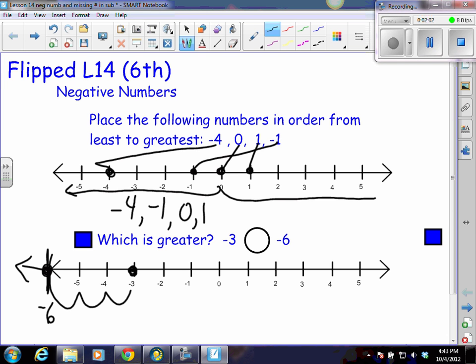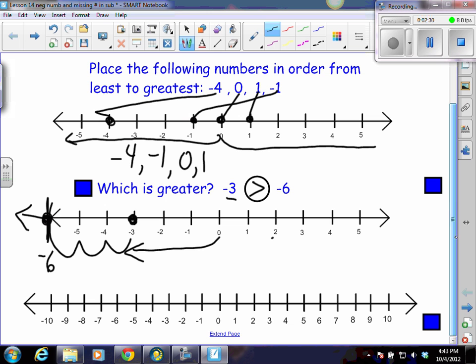And by comparing them, we can see that even though we have a 3 right here, which part of our brain is telling us, well, that's smaller than 6 because of the negatives and because of how the number line works going that direction, we would say that -3 is larger or greater than -6. And so we have that concept. All right.